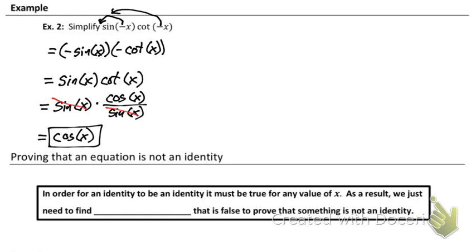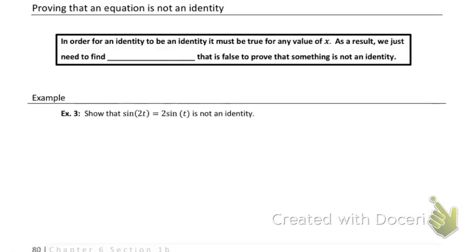All right, the last thing we're going to do is something we're not going to do a ton of. It is proving that an equation is not an identity. These can be tedious, really hard, and time-consuming, and don't really show me that you know stuff. So we won't do much of this, but I do need to show you how to do it.